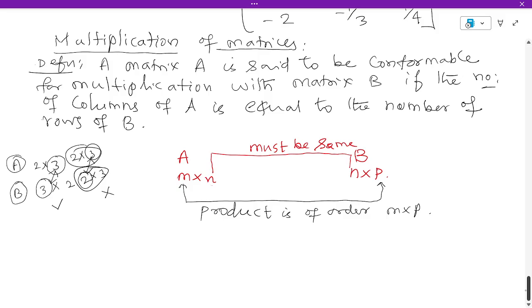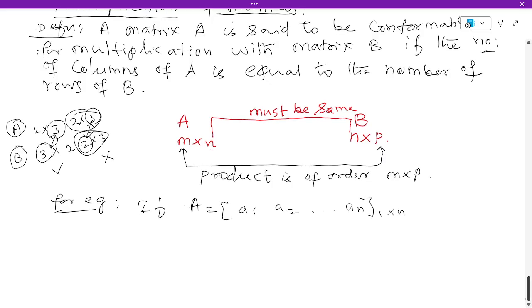Okay, see for example, if A equal to, I write A1, A2, An, fine, it is order 1 by n, and then B equal to B1, B2, Bn, this order is n by 1.